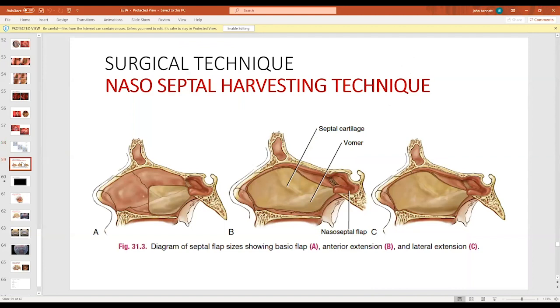Again, those are different types of harvesting. So you can do a small flap or an extended nasal septal flap. And all these will help you to make the closure really easy to do. Okay, and usually that's what I do when I do craniopharyngioma.